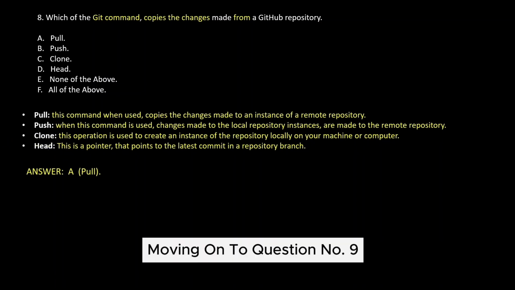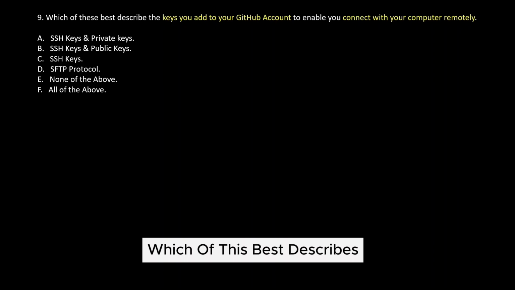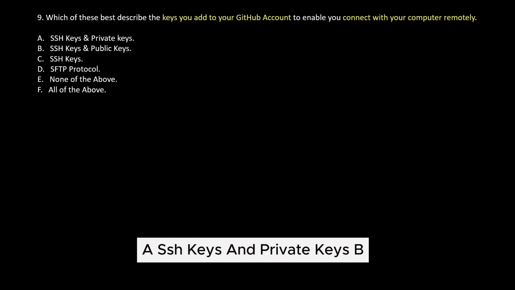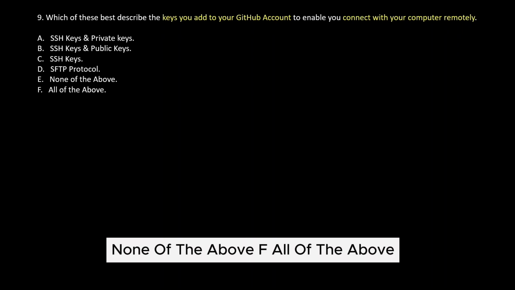Moving on to question number 9. Which of these best describes the keys you add to your GitHub account to enable you connect with your computer remotely? A. SSH keys and private keys. B. SSH keys and public keys. C. SSH keys. D. SFTP protocol. E. None of the above. F. All of the above.